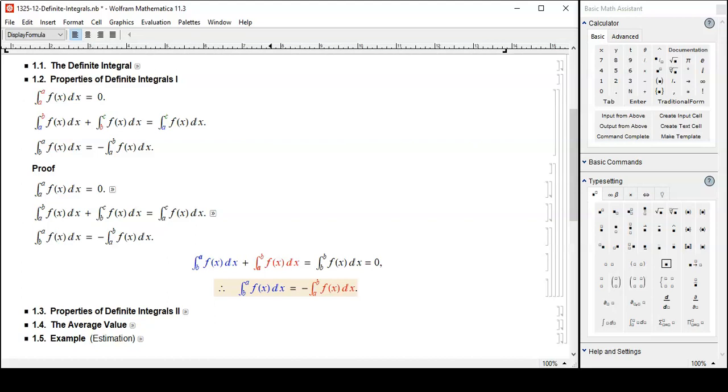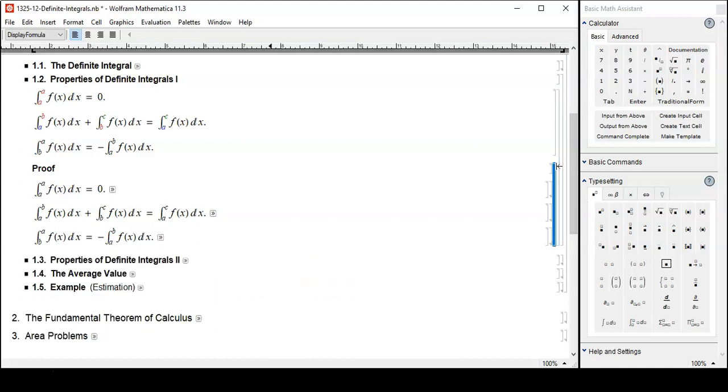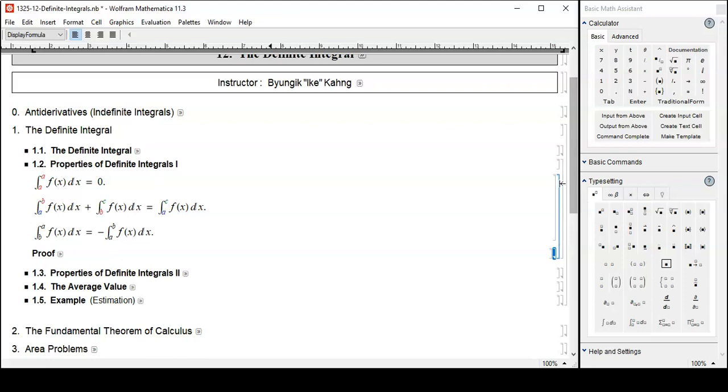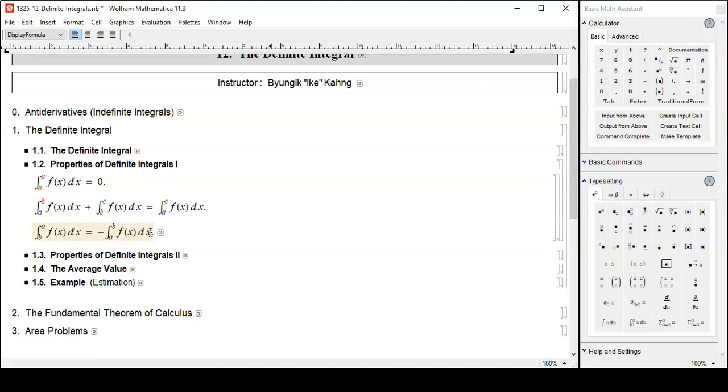That's a rigorous proof, complete algebraic proof. And if you feel okay about it, great. If you don't, then what choice do you have? You just have to memorize this as a formula. These two are easy to understand. This one a bit harder.